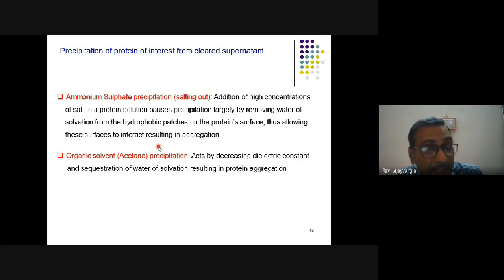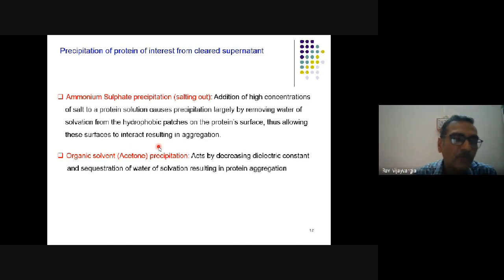Also, except for affinity, because if you have an affinity tag, that affinity tag itself is such a powerful technique that you don't need this enrichment step, because affinity is very specific. So if you have a particular affinity tag, in that case you can directly use the supernatant for affinity purification. But if you are not using affinity purification, then this enrichment step is very important.